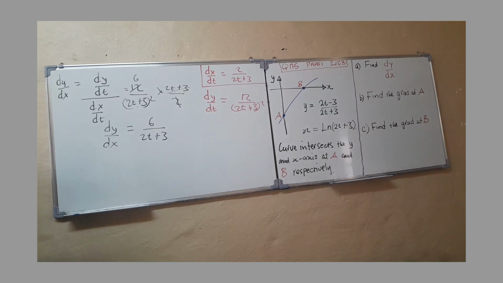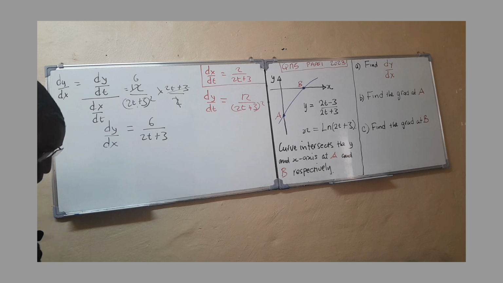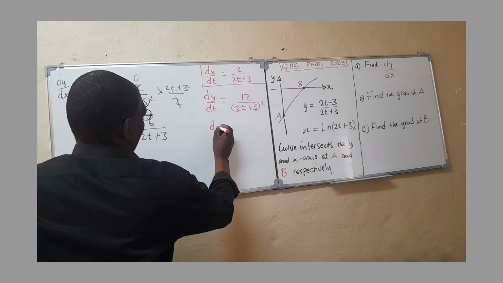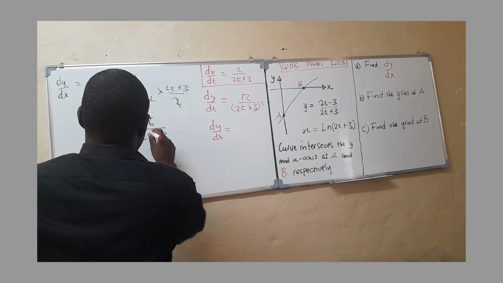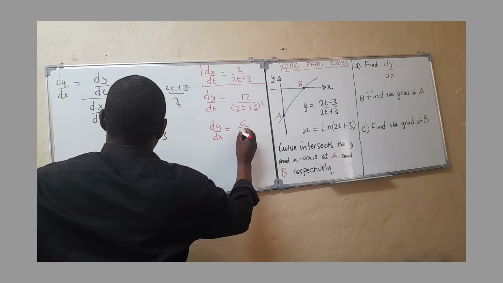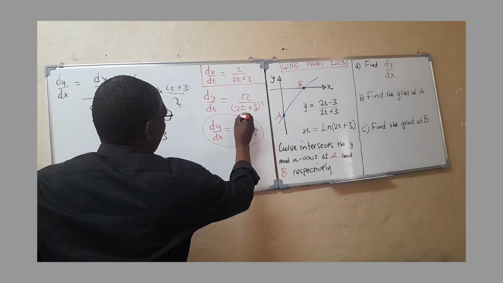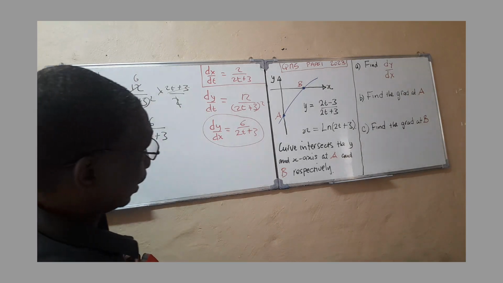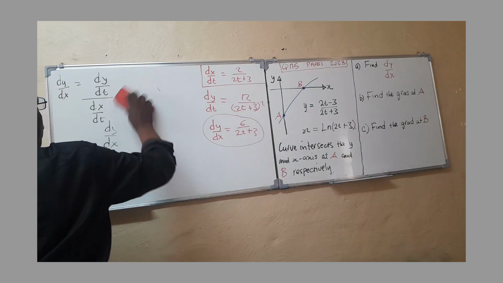Question B says, find the gradient at A. First of all, we need to put this result somewhere, dy/dx, because we will need it. Now, it's this value, which is 6 over 2t plus 3. Put it in a nice little box there. Okay. Now we need to find the gradient at the point A.